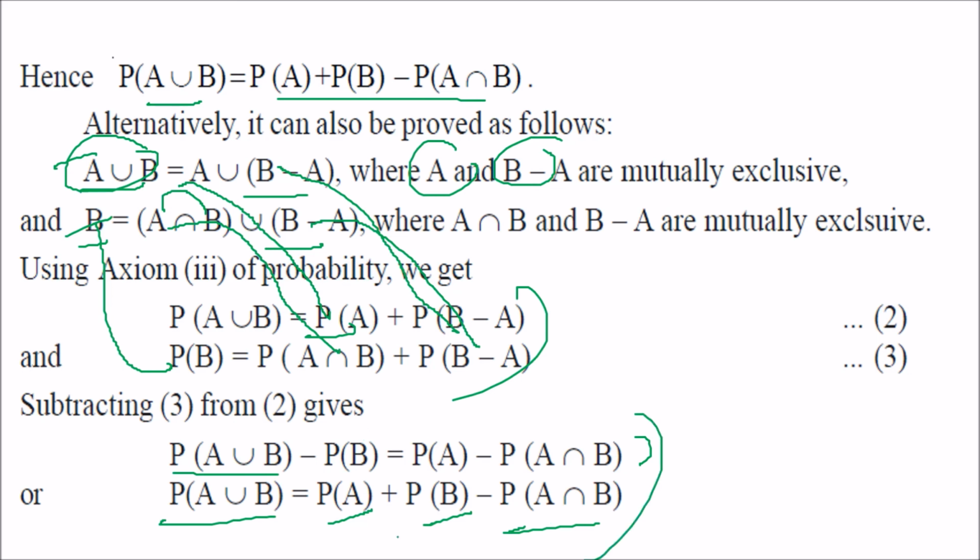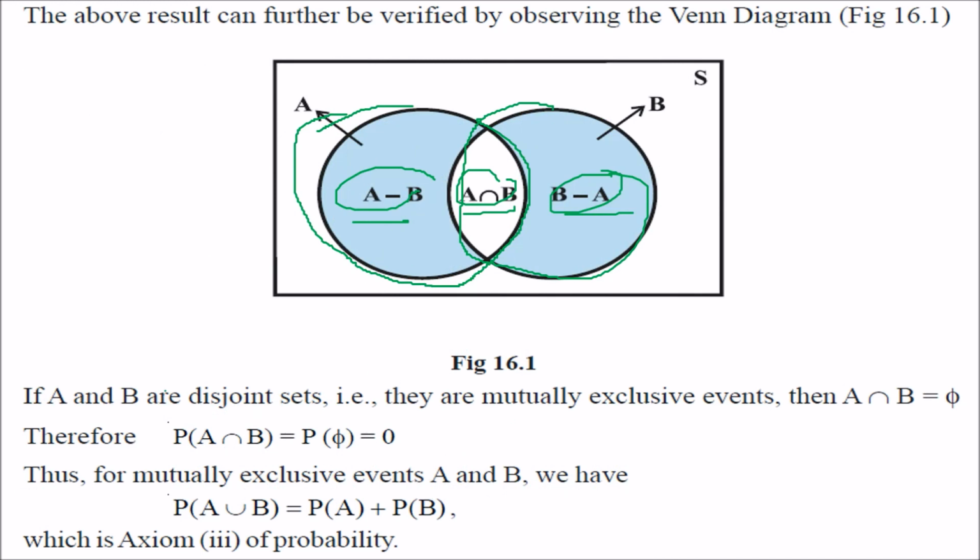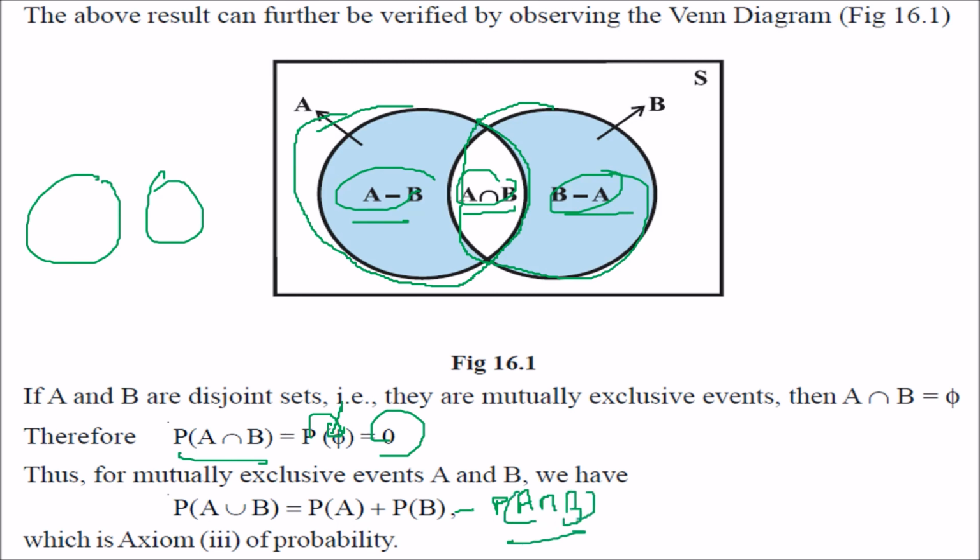But we'll see when this term is going to be empty or zero. When A and B are disjoint, that means the sets are like this, and there is nothing common. When there is nothing common, A intersection B doesn't exist, so it is empty, and P of empty is 0. So just place 0 here, and you'll get P of A union B is equal to PA plus PB. As I told you in the earlier discussion, this was not equal, but that is not always the case. If this is 0, then it will be equal to PA plus PB.